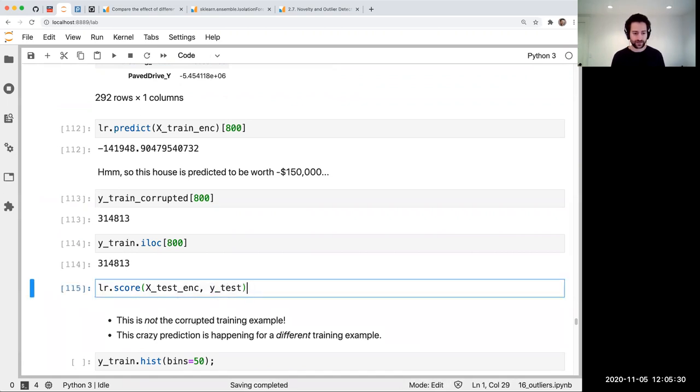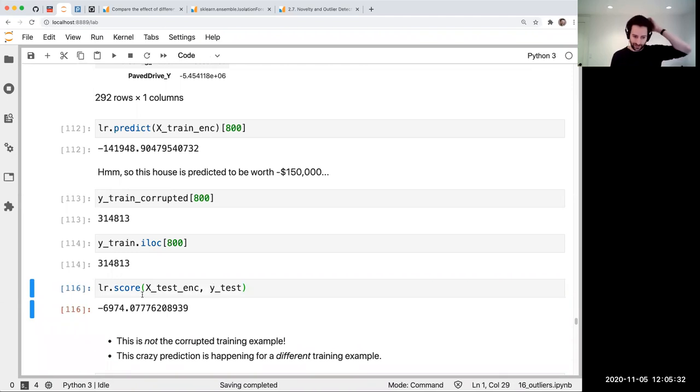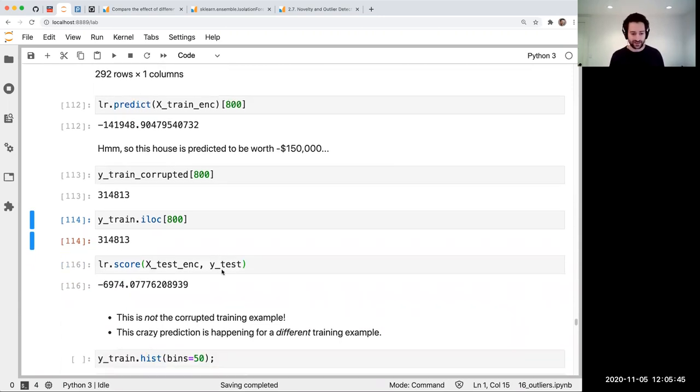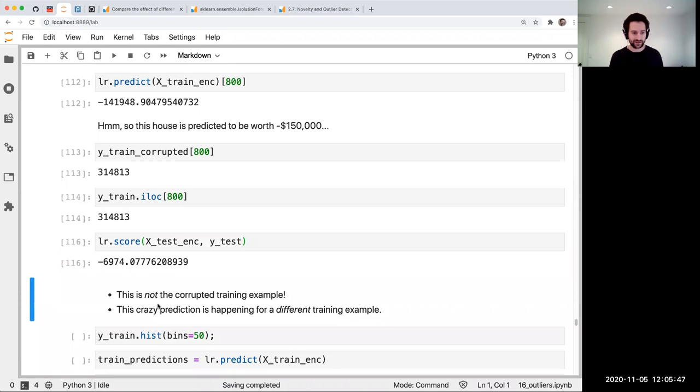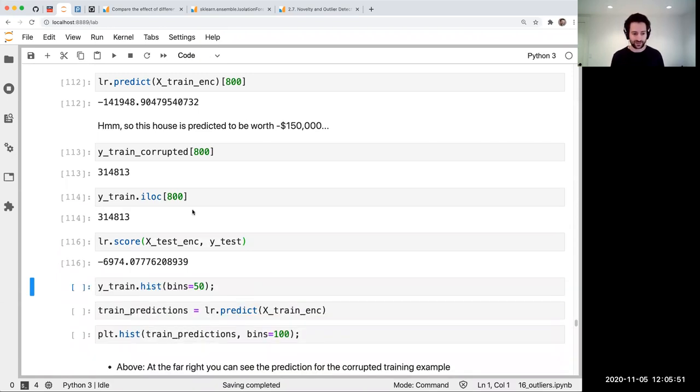Oh, because we have an R-squared score of negative 7,000. It's just complete garbage. So that single mistake in our Y, setting that one house to $1 billion, completely tanked our linear regression. And so it makes crazy predictions on all the training examples. I don't even really need to say that.